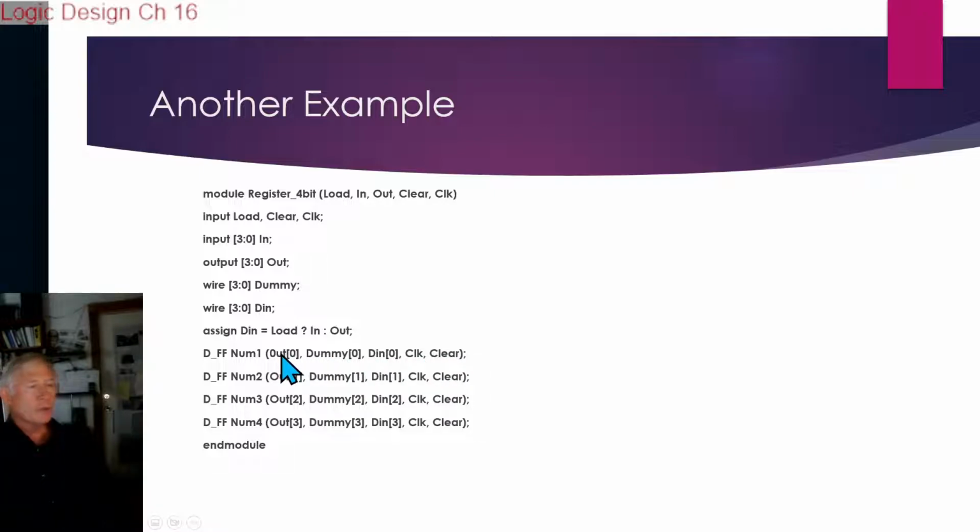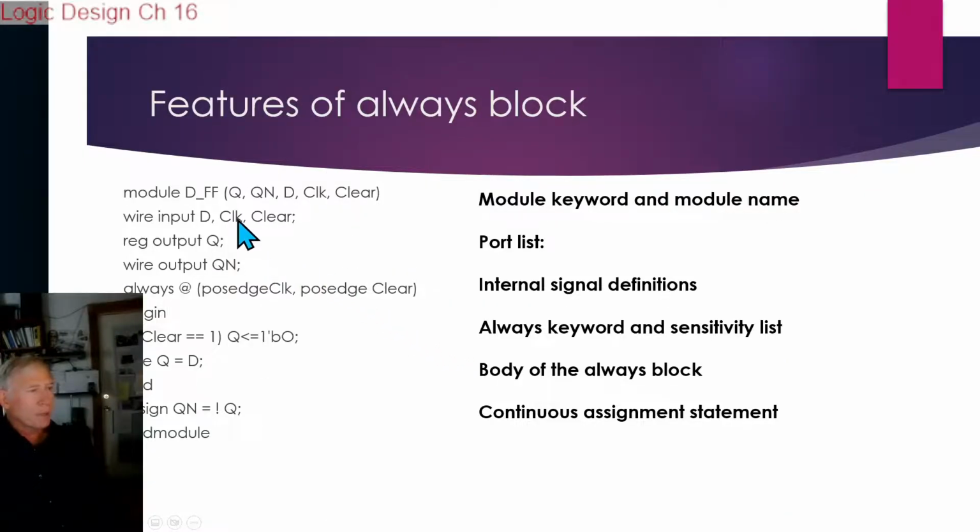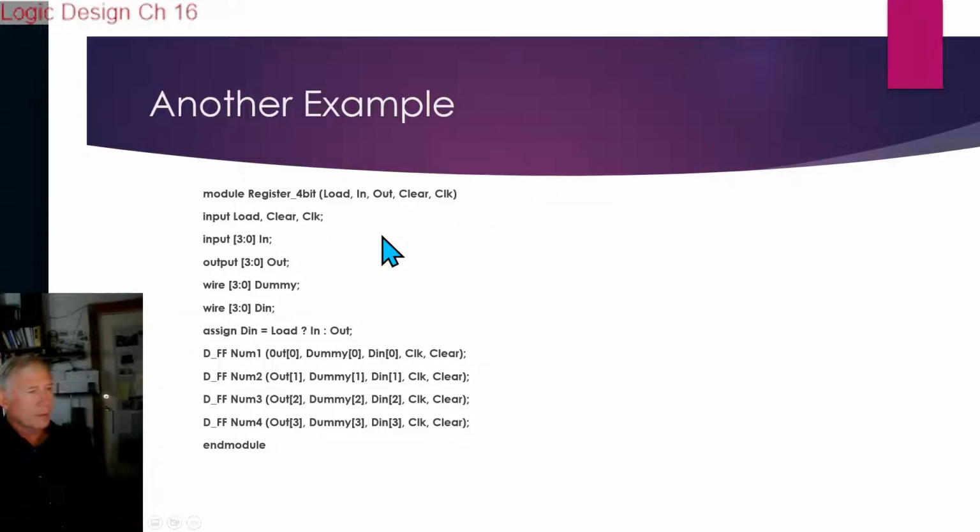Now there's another way to do it called named association, which we're not going to cover. But if we don't use named association, then we have to use the exact order. So again, if we back up, the order was Q, Q naught, D, clock, and clear. So here it is: Q, Q naught, D, clock, and clear. But notice I don't put the names that were used in the module definition. I put the actual names of the variables I want to pass to that flip-flop.